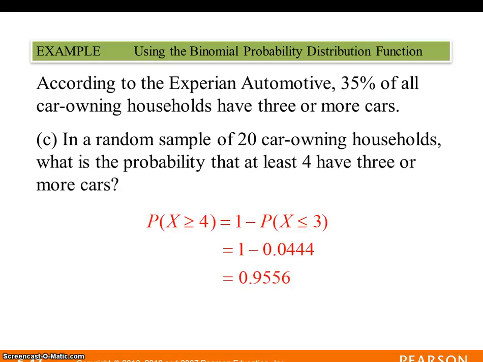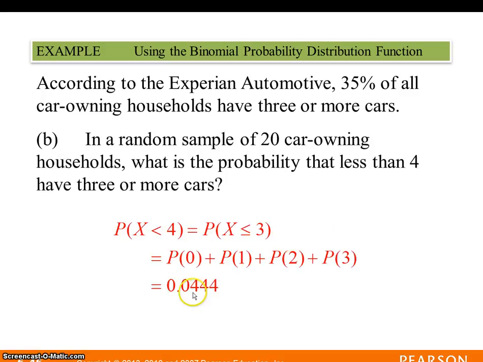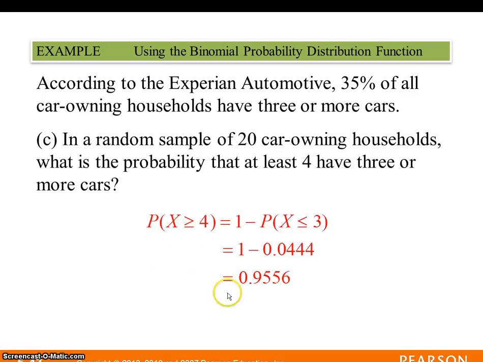Let's look at another example. What is the probability that at least 4 have 3 or more cars? Since this is an "at least" problem, you can say it's 1 minus the probability that x is less than or equal to 3. So we can just take our answer from the previous problem, 0.0444, and that would give you about a 95.56% chance.